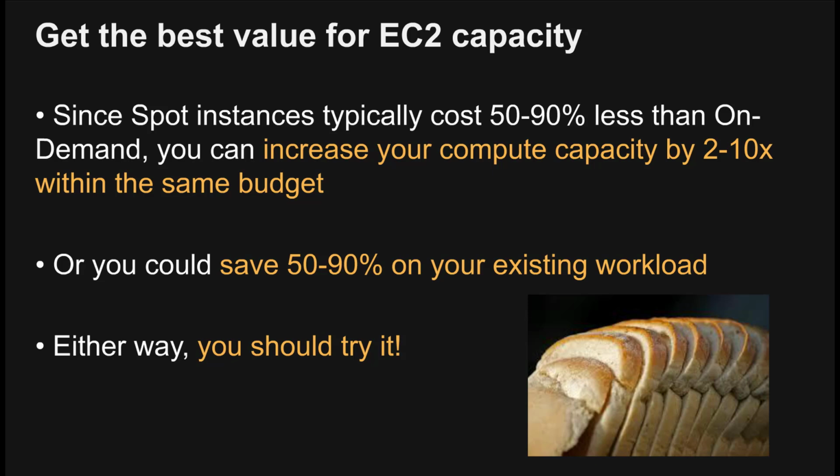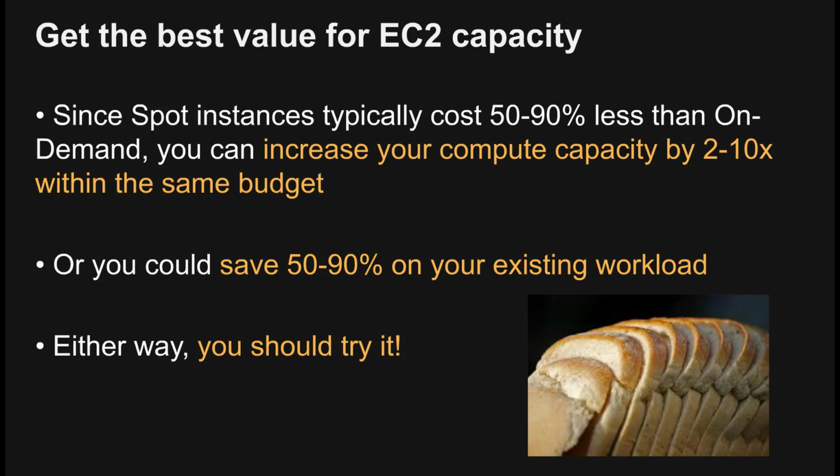So what does that mean? At the end of the day, spot instances really provide the best value for your EC2 capacity. Since spot instances typically cost 50 to 90% less than on demand, you could apply this to your workload in a couple of ways. The first is if you need extra capacity, if you're in a position where you say, I'm running, but I really wish I could spin up more instances or have more compute capacity for my particular workload, then by all means you could increase your existing capacity by moving to Spot instances without changing your budget.